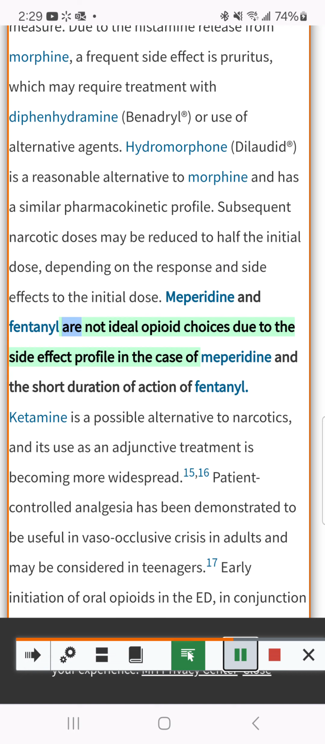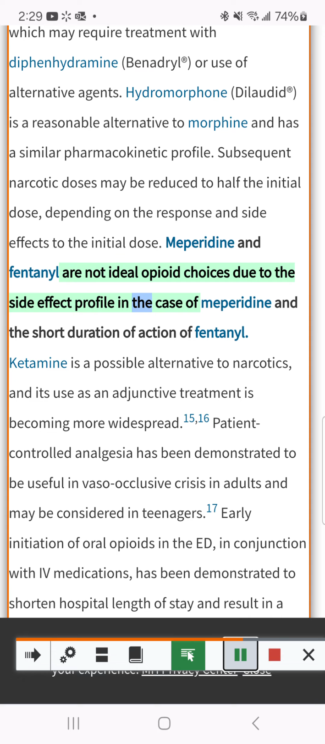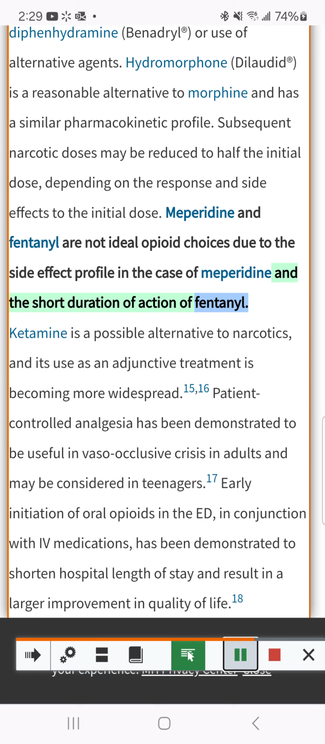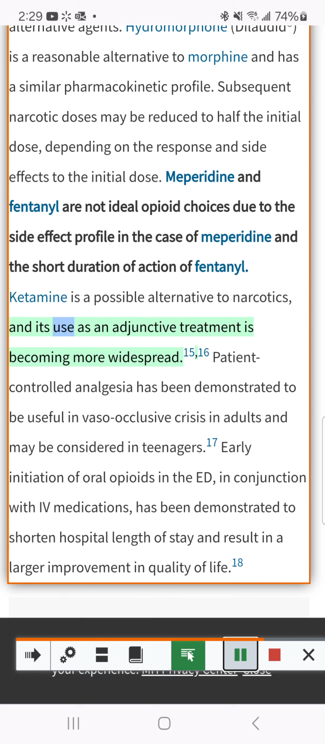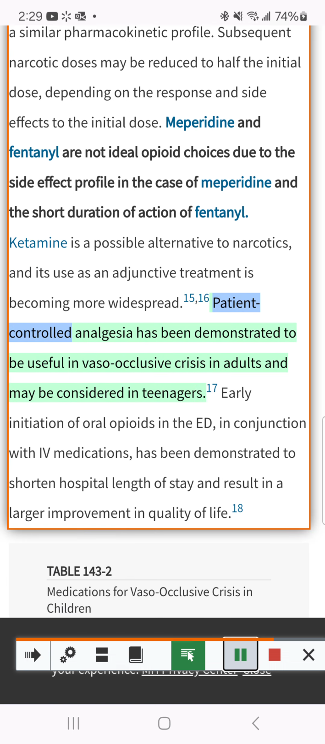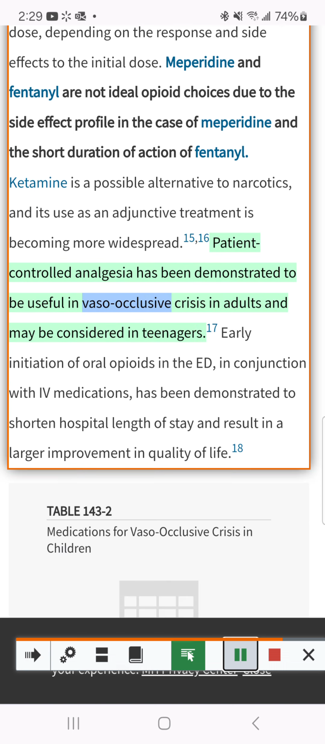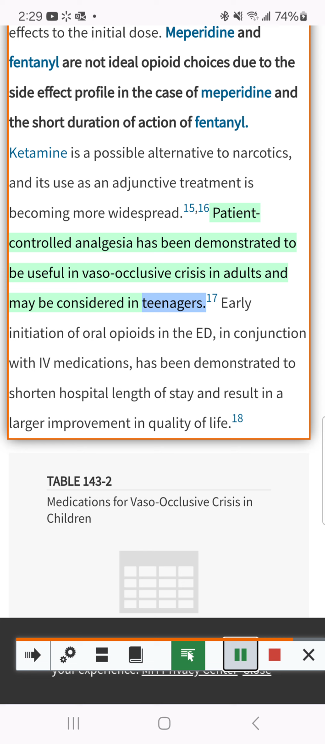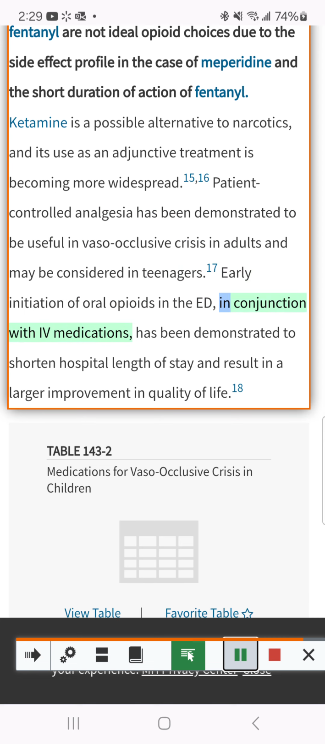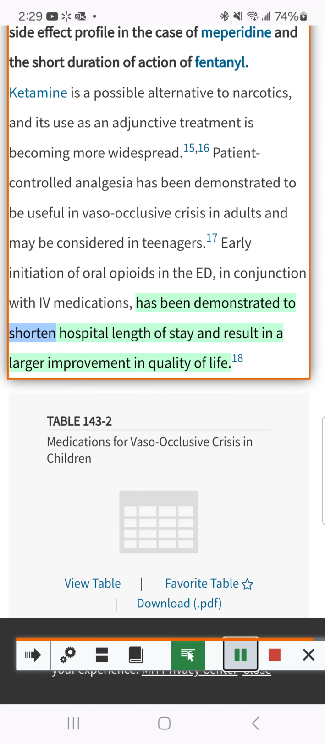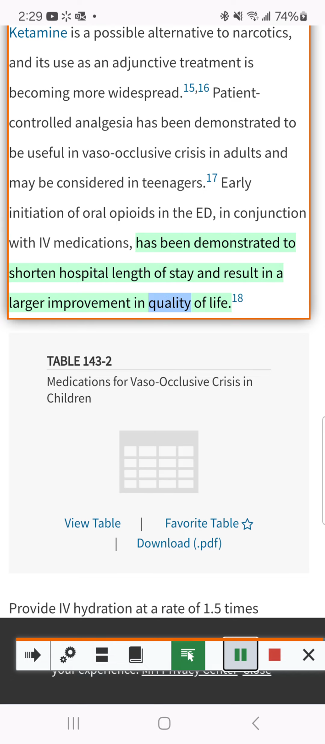Subsequent narcotic doses may be reduced to half the initial dose, depending on the response and side effects to the initial dose. Meperidine and fentanyl are not ideal opioid choices due to the side effect profile in the case of meperidine and the short duration of action of fentanyl. Ketamine is a possible alternative to narcotics, and its use as an adjunctive treatment is becoming more widespread. Patient-controlled analgesia has been demonstrated to be useful in vaso-occlusive crisis in adults and may be considered in teenagers. Early initiation of oral opioids in the ED, in conjunction with IV medications, has been demonstrated to shorten hospital length of stay and result in a larger improvement in quality of life.